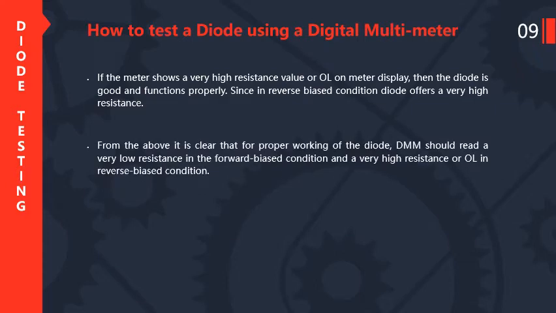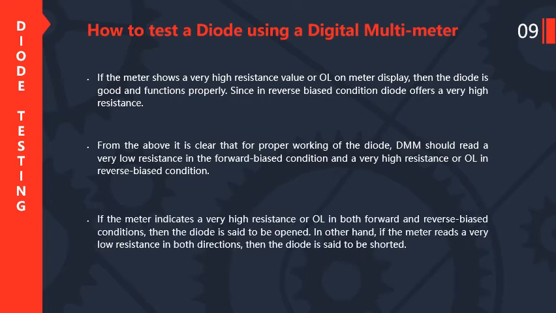From the above, it is clear that for proper working of the diode, the digital multimeter should read a very low resistance in the forward biased condition and a very high resistance or OL in the reverse bias condition. If the meter indicates a very high resistance or OL in both forward and reverse bias conditions, then the diode is said to be open. On the other hand, if the meter reads a very low resistance in both directions, then the diode is said to be shorted.